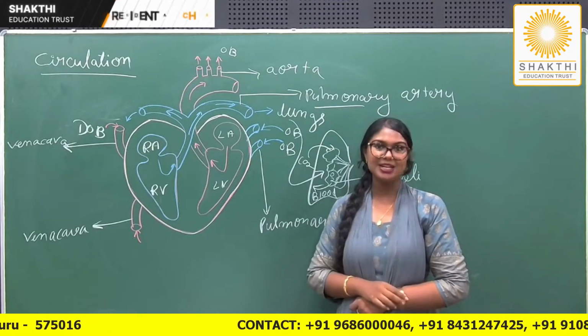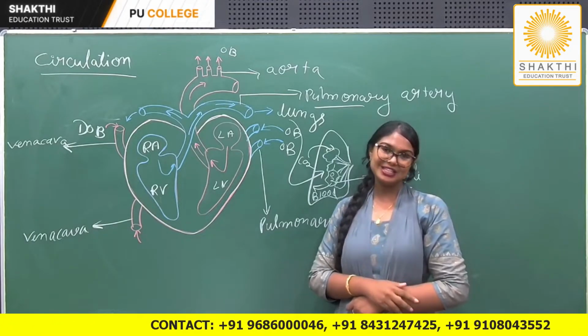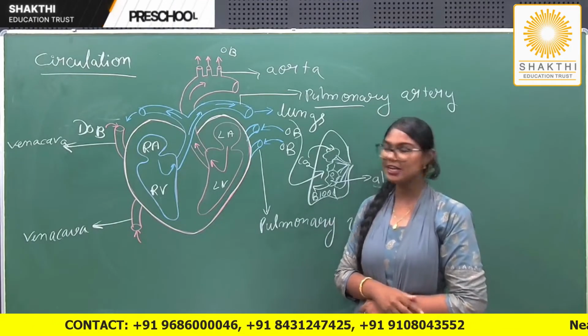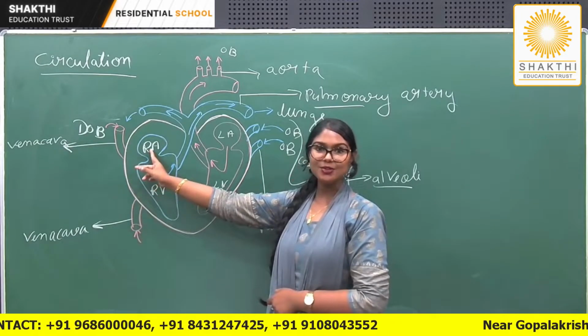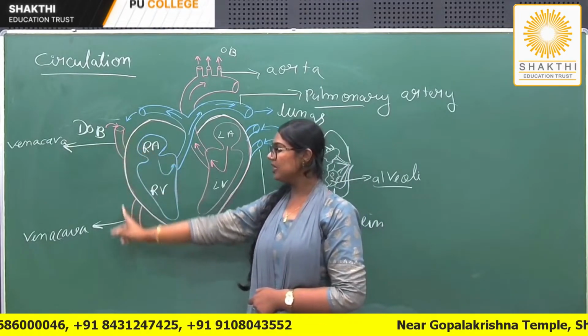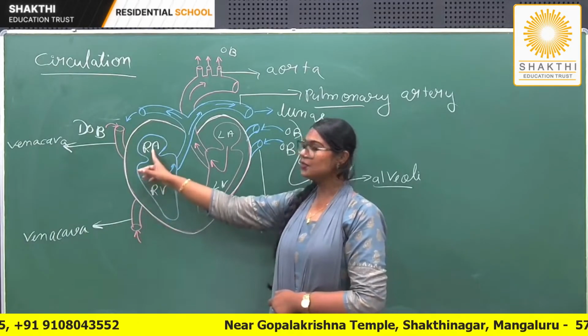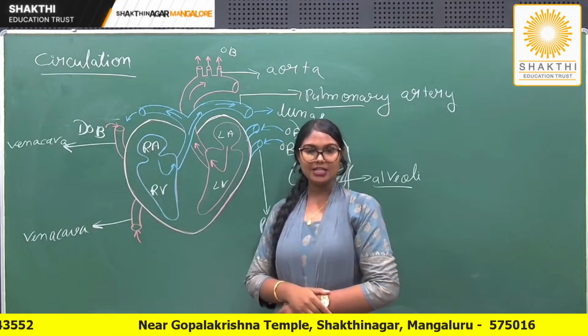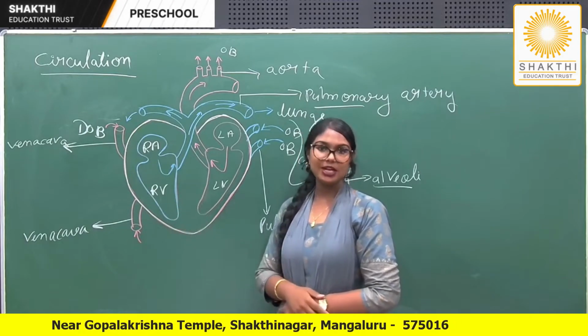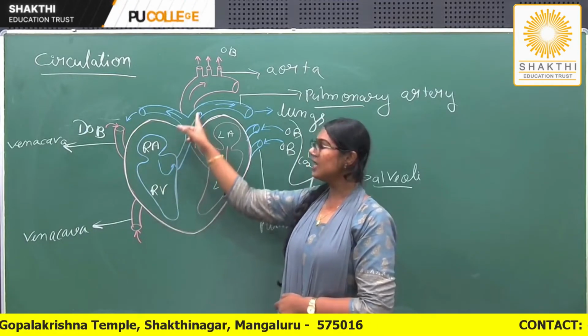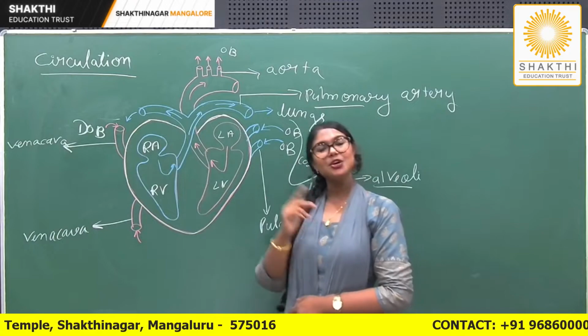What is the blood now called as? Deoxygenated blood. The deoxygenated blood will be carried back to the right atrium by the superior and the inferior vena cava. From there, the DOB is going into the right atrium. From there to the right ventricle. The DOB enters the pulmonary artery, goes to the lungs.